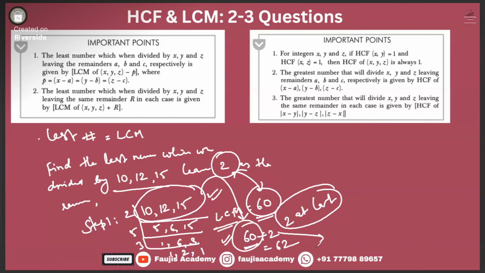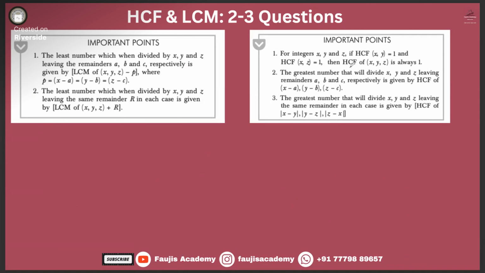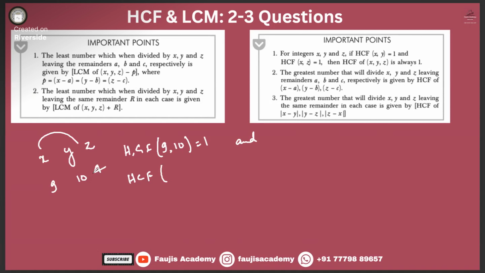For integers x, y, z, if HCF of x and y is 1 and HCF of x and z is 1, then the HCF of x, y, z is always 1. Okay. So point number 1 is saying HCF of x and y. Let's just assume some numbers over here. If x is 9 and y is 10, what will be the HCF? 1. And HCF of x and z. Okay. Let's write it like this. Is it 1?